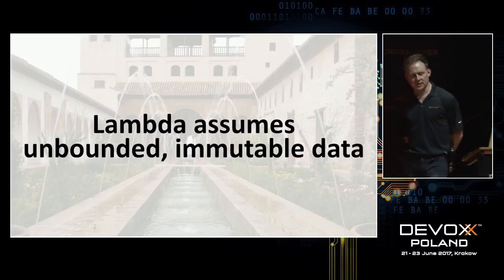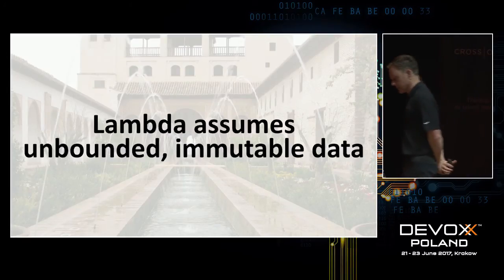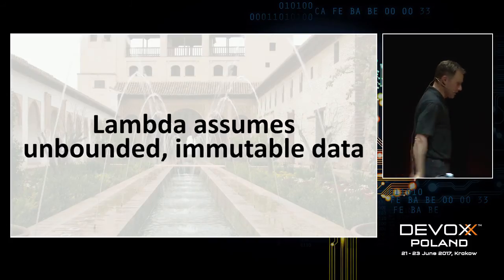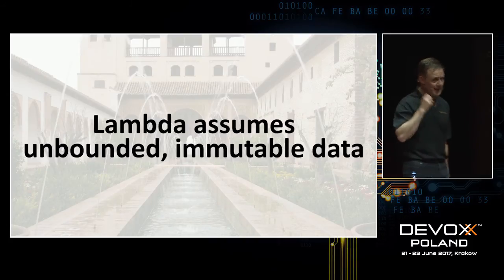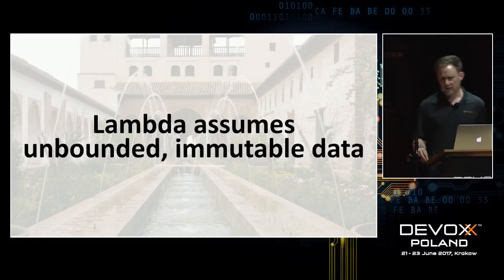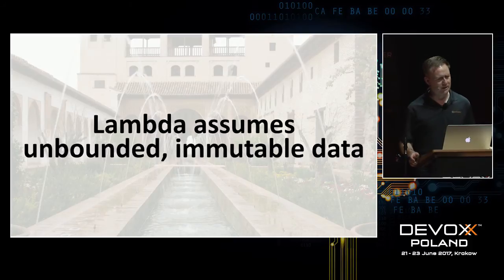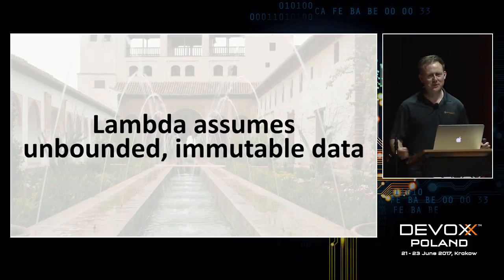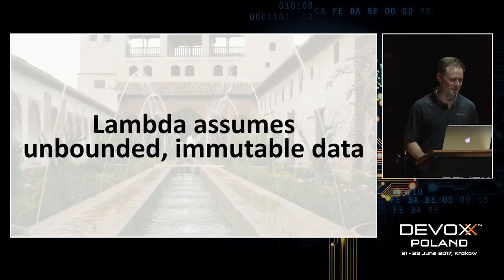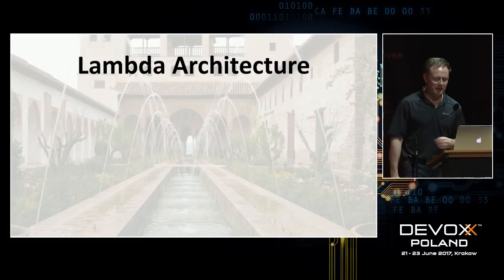So the Lambda architecture assumes unbounded data. There's a stream of stuff happening, and it assumes that the data is immutable. So these are events, and events are, after all, immutable. Once something happens, and I have a record of the thing happening, I don't want to change that record. Events are definitely immutable, and sometimes we're painfully aware of that, right? You can't go back and change something you did. So Lambda's on board with that. We have unbounded, immutable data, and let's talk about what happens.